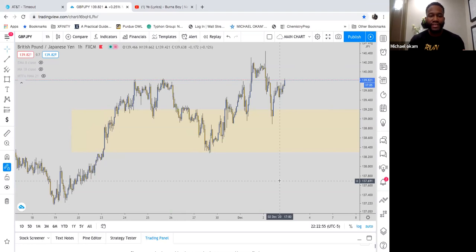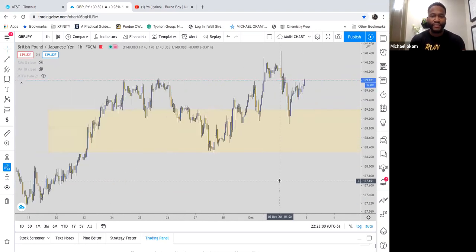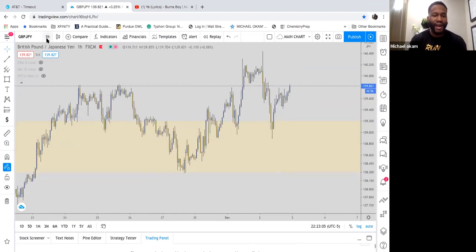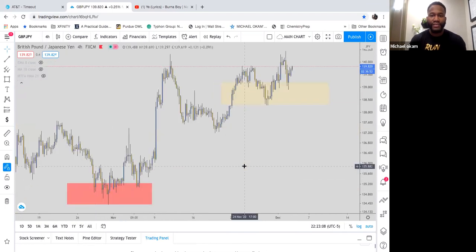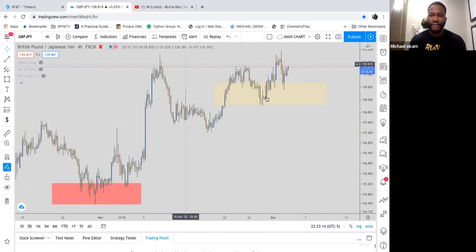Now, does this look too noisy? Does this look choppy to y'all? Can y'all see this? It's a little choppy. Okay, let's scale to the 4 hour. This looks a lot better. You can now see high, low, high, you know, like, okay.